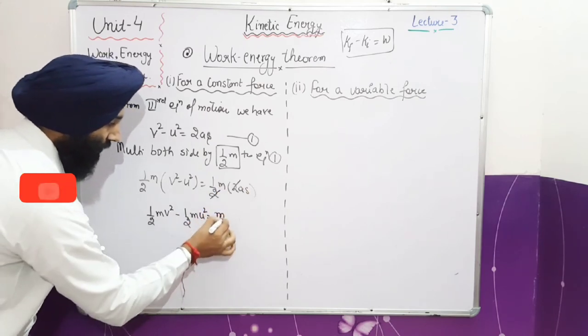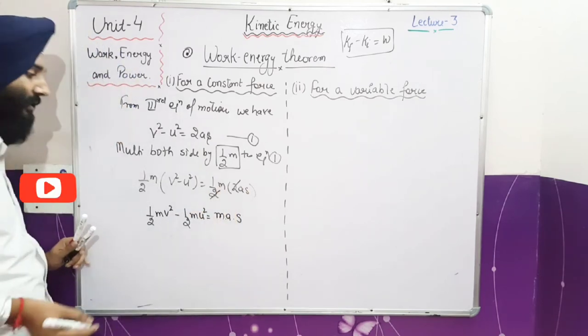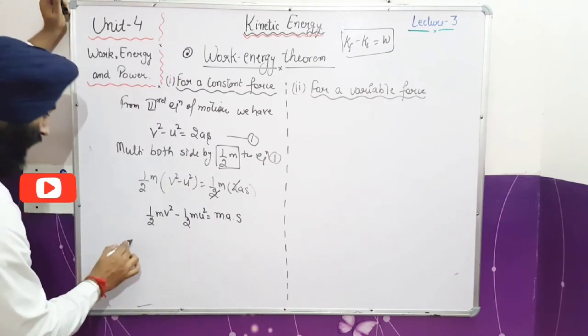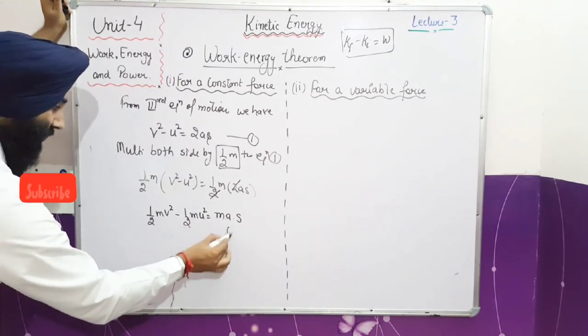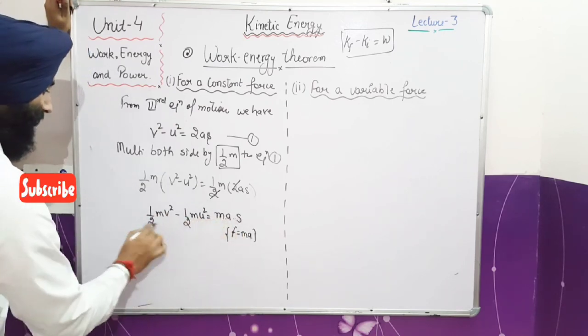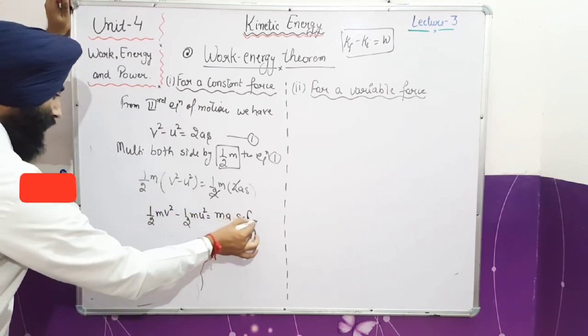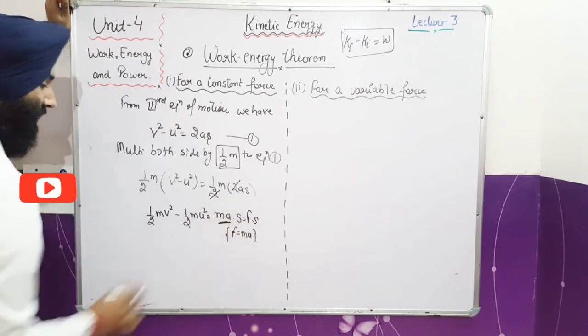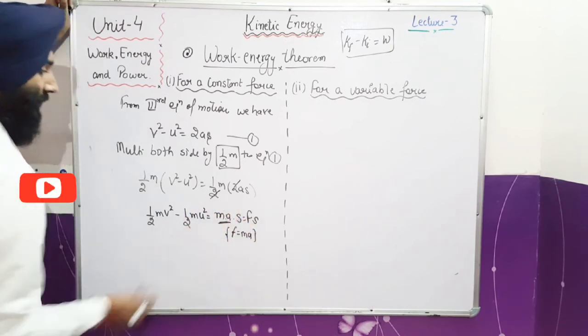the 2 and 2 cancel out, mass into acceleration into distance. We know that from Newton's second law, force is equal to mass into acceleration. It means this term becomes force into displacement. This mass into acceleration is force, and this term becomes force into displacement.